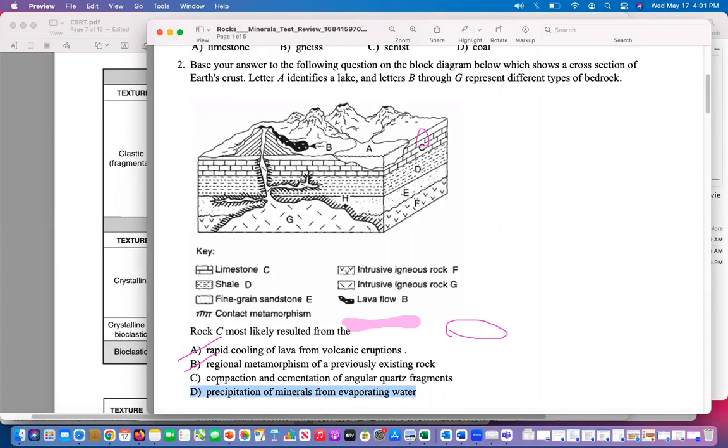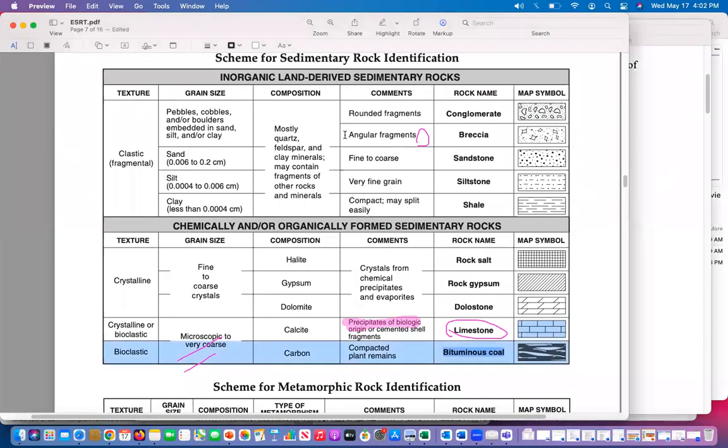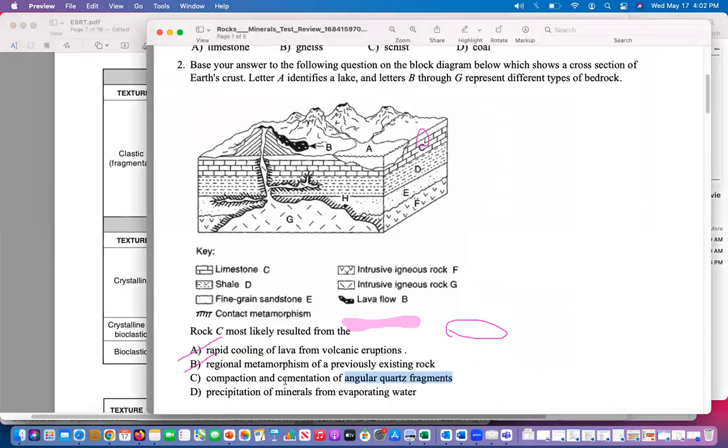It can't be choice C because if you take a look, compaction and cementation of angular quartz fragments, the sedimentary rock that's made up of angular fragments is not limestone. Instead, it is breccia. But limestone one way could be created from the precipitates of biologic origin, meaning that the remains of whatever's left when it's evaporated from seawater, that's what creates limestone. And that's why our answer is choice D.